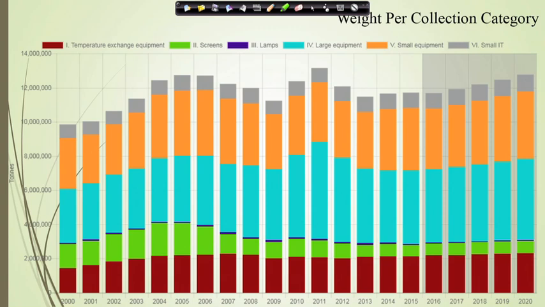Weight per collection category, as you can see, for temperature exchange equipment, screens, lamps, large equipment, small equipment, and then small IT equipment. As you can see, for the different collection categories, more and more e-waste is being collected for the different types. This large equipment is kind of going down and the small equipment is picking up.